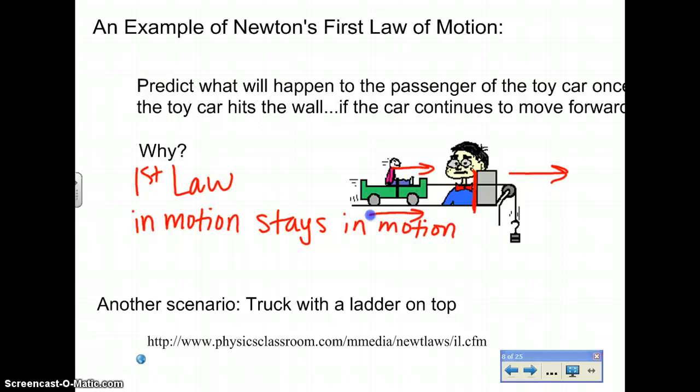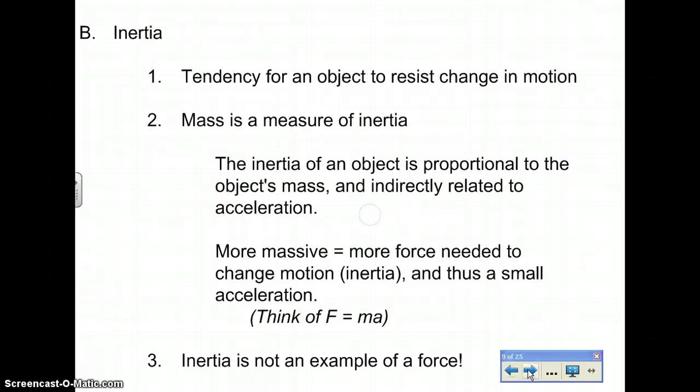Please make sure, I can't click on this while I'm recording, or else I would. Please make sure that you look at this scenario with the truck with the ladder on top of it, on what happens when the truck slams on its brakes and the ladder is not securely attached to the top of the truck. Okay, moving right along then.